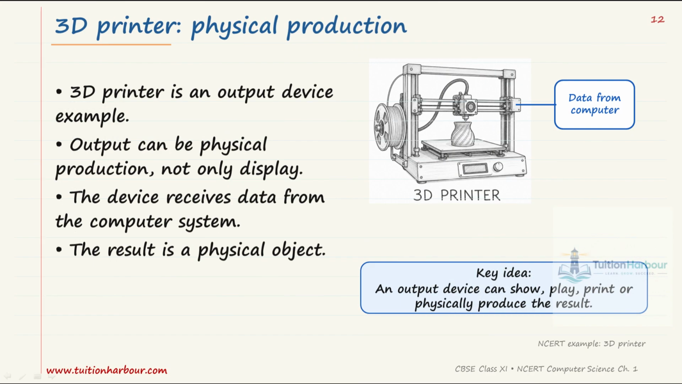A 3D printer is also an output device. It receives data from the computer and creates a physical object. This shows that output is not limited to display, sound, or printed paper.